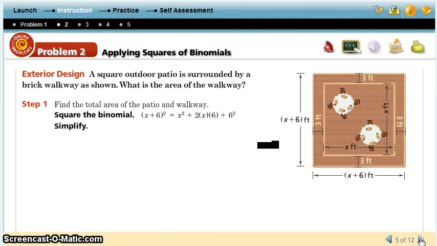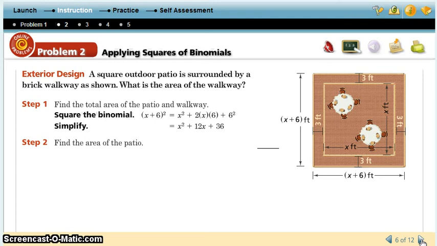Now simplify. The area of a square is side squared, which is what they're using. So they took the side, they're doing the entire picture here. They took the side and squared it using that squaring a binomial.